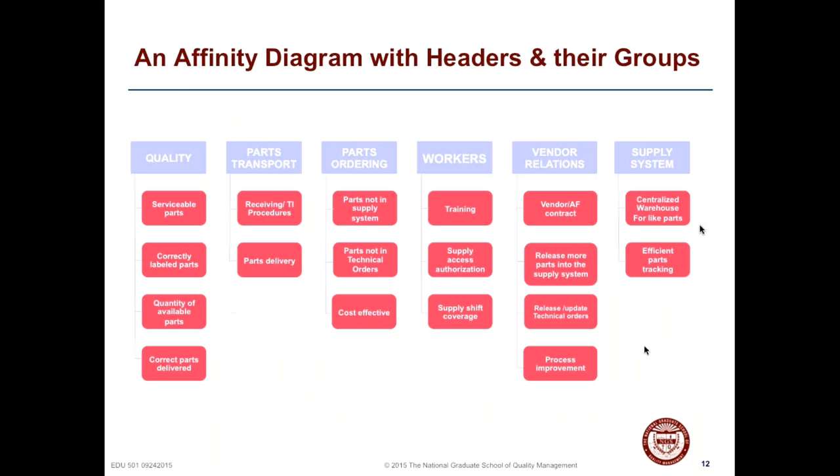Okay, this is just an example of our affinity diagram. Here you'd see where we've got our main topics or our headers, and under each header are the subjects or ideas that are related to that header. We have quality, with serviceable parts, correctly labeled parts, quantity of available parts, and parts delivered. Workers, under workers we have training, supply access authorization for the workers, and shift coverage. Just some examples of part of our affinity diagram. Next slide.